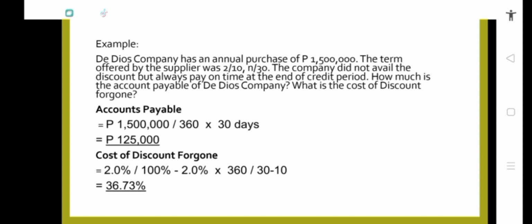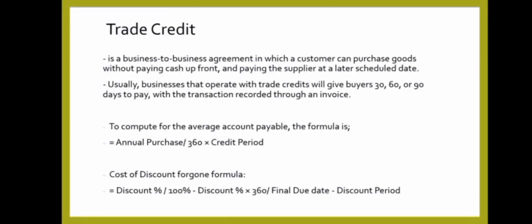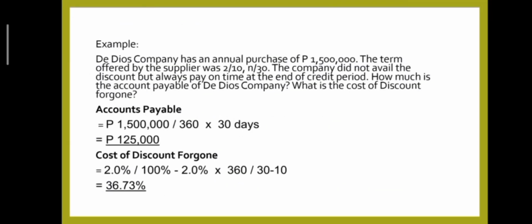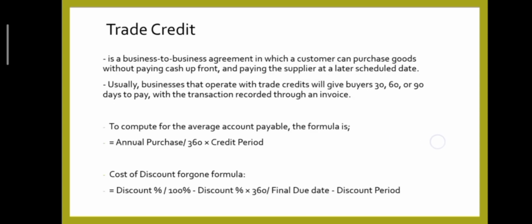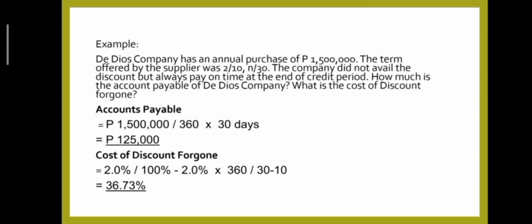Now, to justify the given formulas that we have mentioned earlier, the first thing that we will do is identify the given to get the average accounts payable. We have here 1,500,000 pesos divided by 360, which is the nominal days in a year, multiplied by the credit period, which is 30 days. And after that, we will get 125,000 as the average accounts payable.